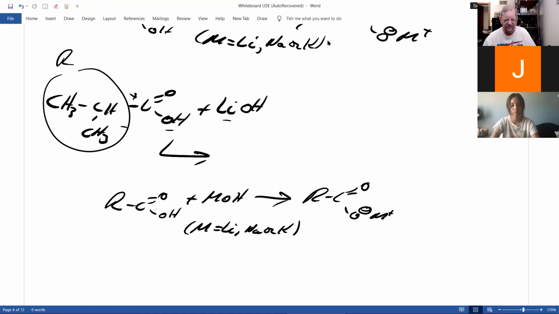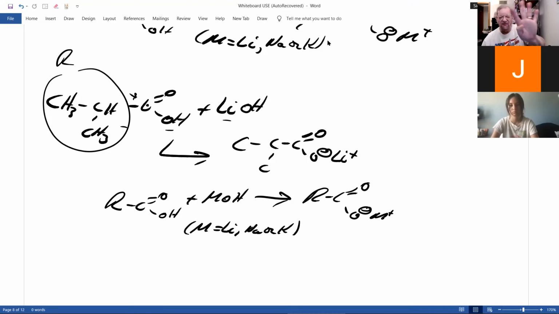What's our isopropyl? What's attached to the carbonyl carbon? Guess what? It's still attached. Do you break carbon-carbon single bonds? No. And therefore, I have my carbonyl, oxygen. I put the negative charge, you don't have to. And you have a lithium cation. And remember, there's 4 bonds to carbon. So I'm going to put in my hydrogens.